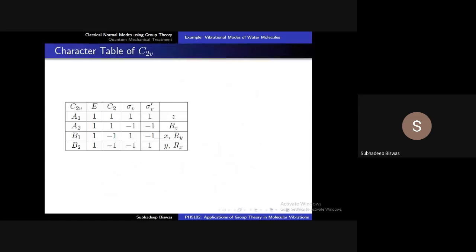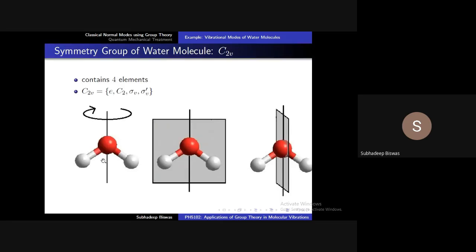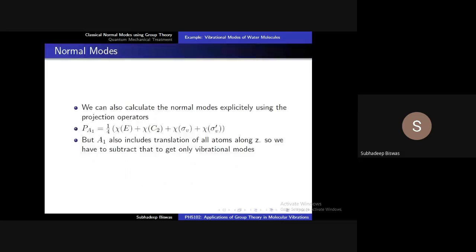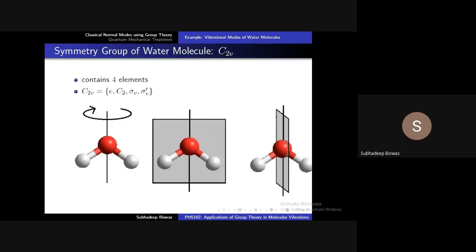The stretching mode looks like this: the two hydrogen atoms are moving away from each other, this one moves in this direction and this one moves in this direction. This is the symmetric stretching mode. There is an anti-symmetric stretching mode, but that is not contained in A1, that is contained in B1. I have just done this for the A1 case.